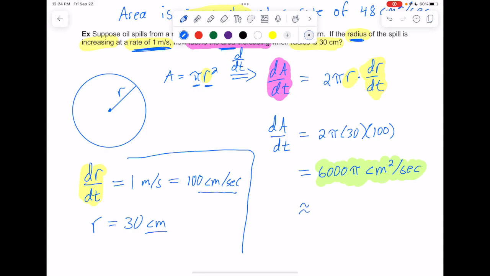So approximately, because I'm going to round this, 18,849.56 centimeters squared per second. And again, which answer should you give? Generally, you should give an exact answer unless they ask you to round it to 2 decimal places or round it to the nearest whole number or something like that. But it's good to be ready for either form of answer they want from you.